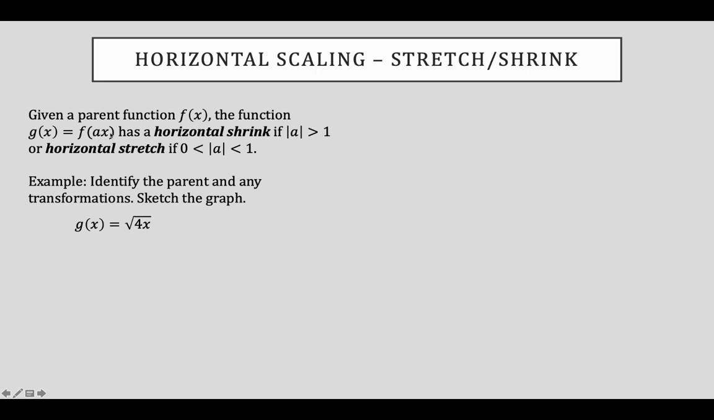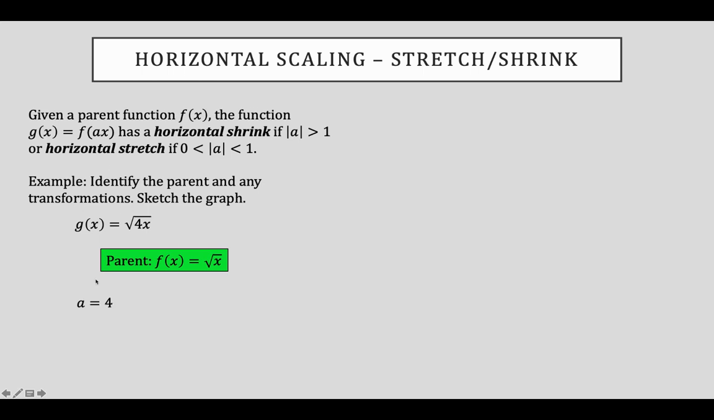All right, so being able to identify the constant a, the constant multiple inside of the parent function, will give us our horizontal scaling. For example, g of x is equal to the square root of 4x. Well, what type of function are we dealing with? This is a square root function. Our parent function is f of x is equal to the square root of x. What's different from our parent function? Well, we have this 4 constant multiple inside of the parent function. We need to identify the constant a.